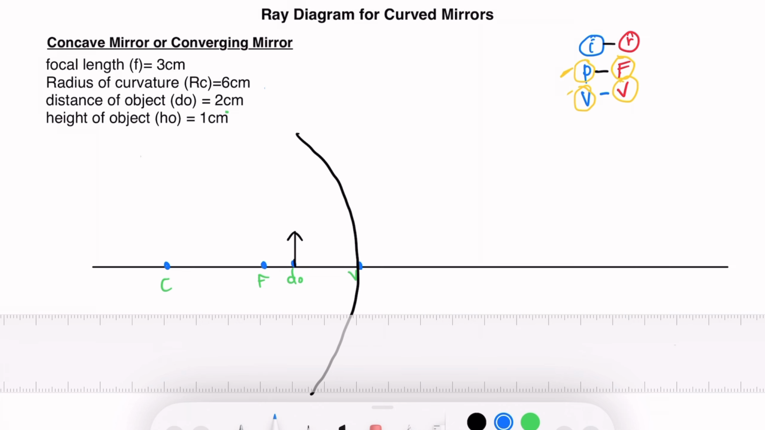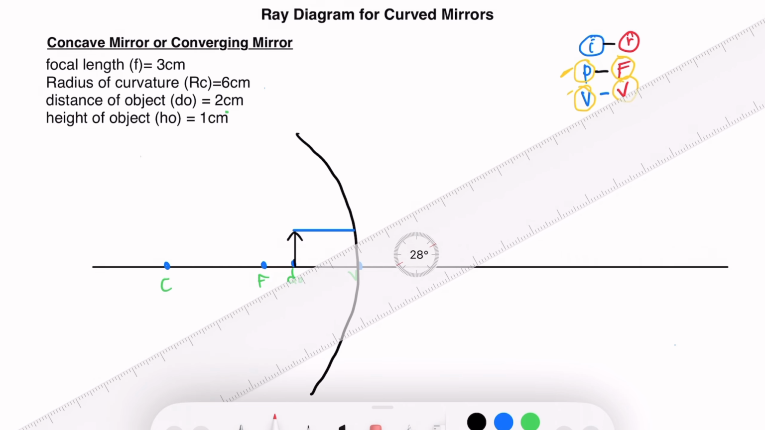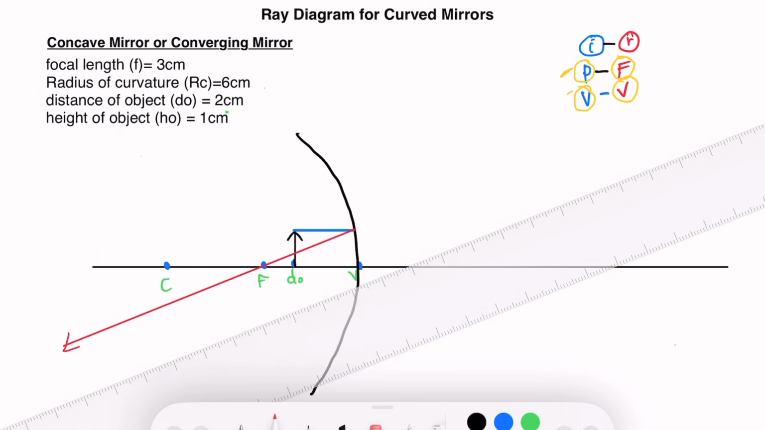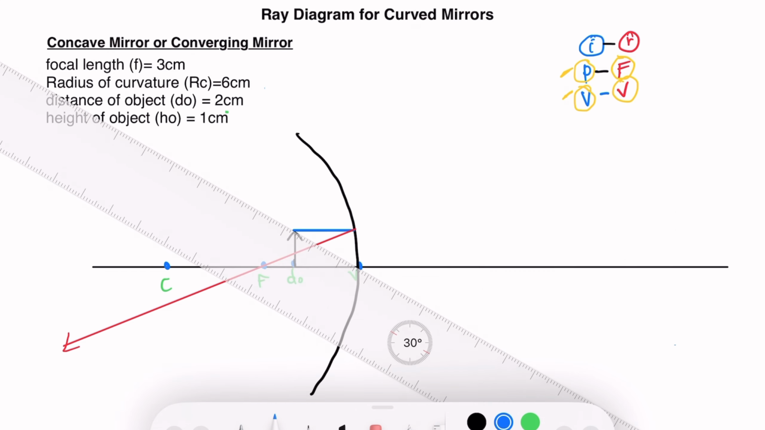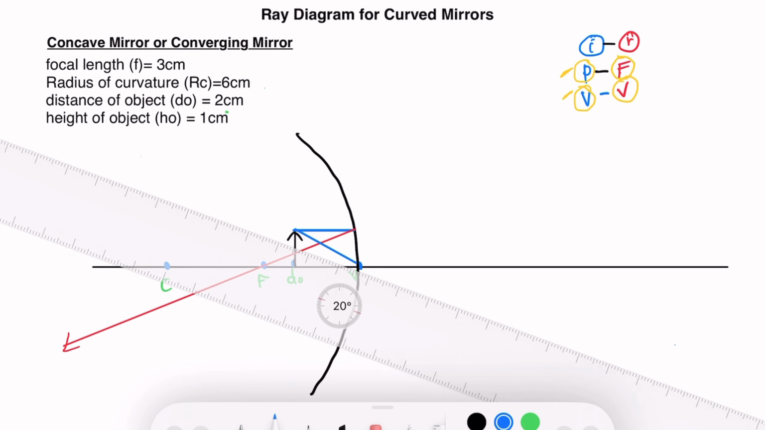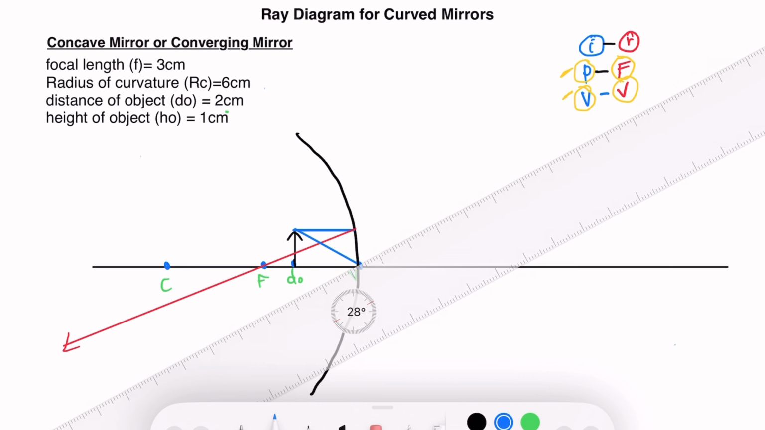Let's have the incident P ray, starting from the topmost part of our object, paired with our reflected ray, which will pass through the focal point. So this is our PF ray. Okay, let's have the VV ray on the topmost part of our object, the incident ray, moving towards the center, and it will be reflected.